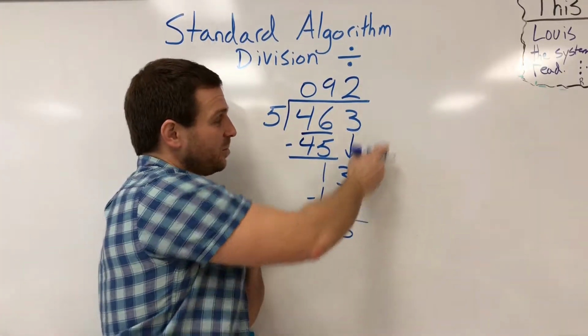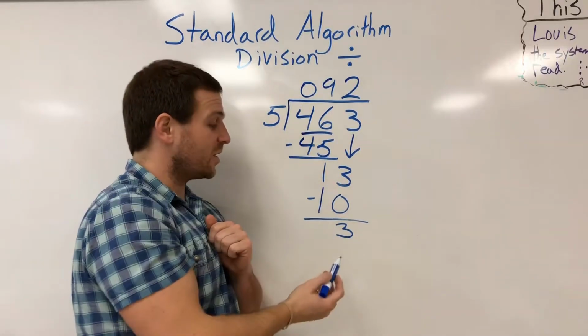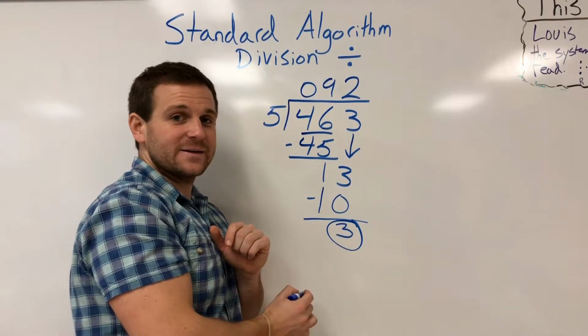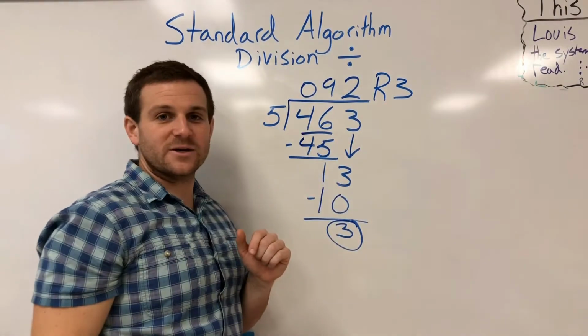And now that I see I got no place value positions left, 5 will not go into 3 because 3 is smaller than 5, and I can't distribute it evenly. So I'm going to circle that, and that becomes my remainder. So my answer is 92 with a remainder of 3.